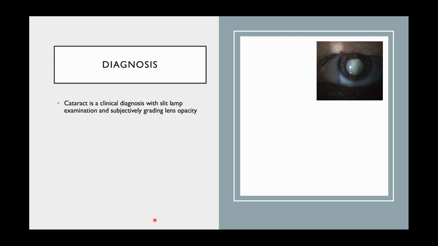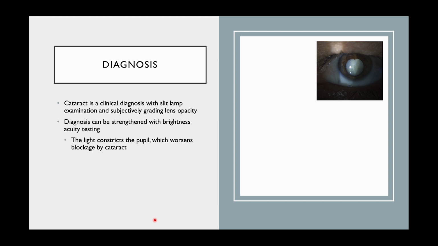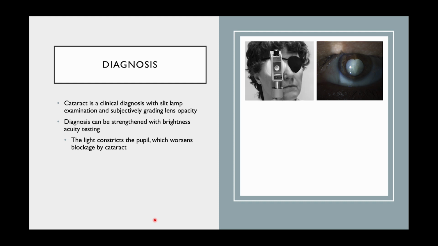It's a very obvious opacity right behind the iris of this individual. So it's a cataract. You can take them directly to the next step, which is surgery. You can also support your diagnosis by other things. So there's things like brightness acuity testing.